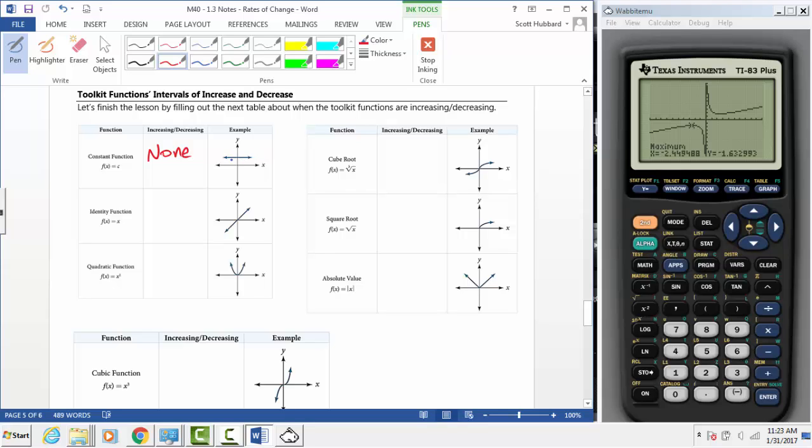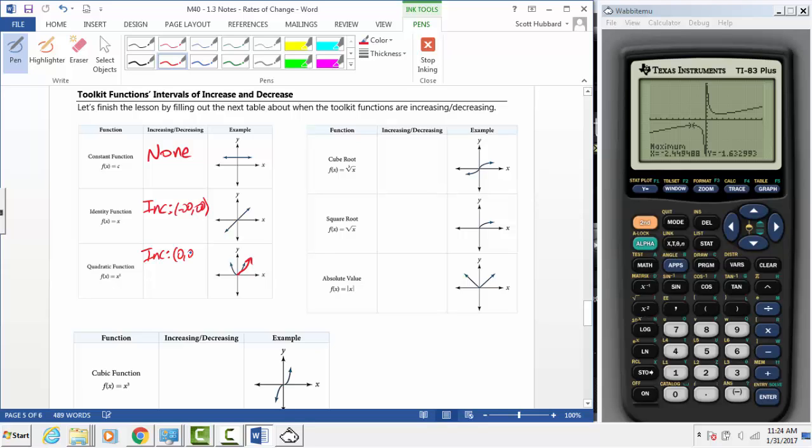So a constant function never increases and it never decreases. So none. The reason for that is that the graph is not going up or down at all. So it has no increase, no decrease. This function y equals x is increasing all the time. If you put your finger on the graph of a diagonal line, this positive slope one, it's always going up because the slope is positive 1. So this is increasing all the time. And so we just say increasing from negative infinity to infinity.